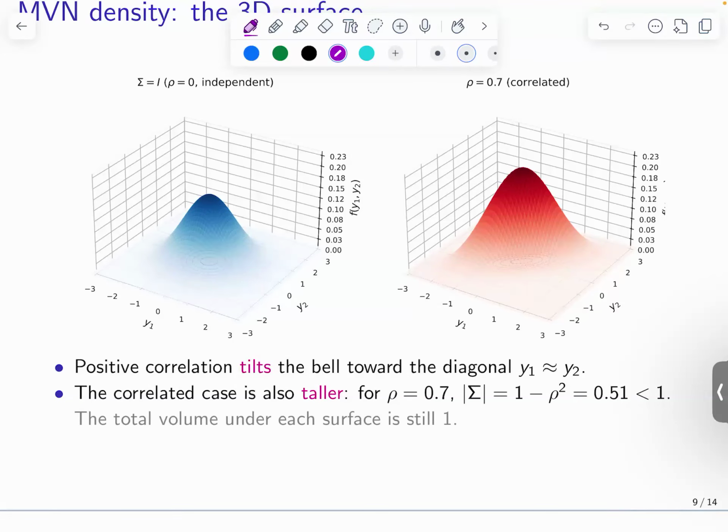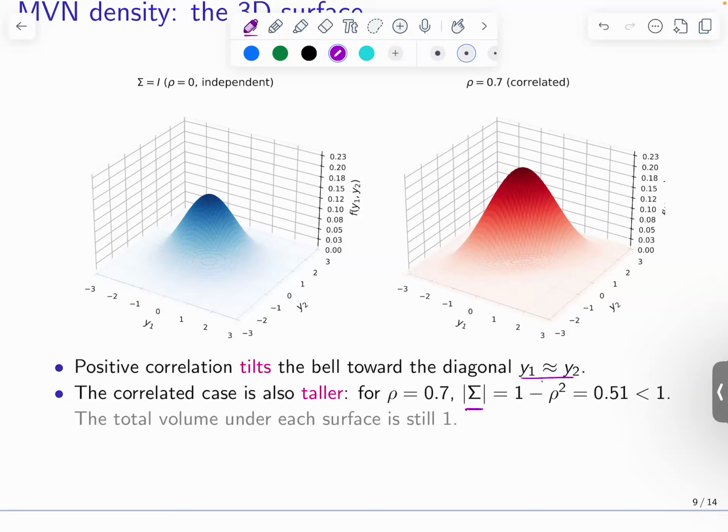But in the case where you have correlation bigger than 0, there's basically a ridge. The bell would be tilted towards the y1 equal y2 case. And it would also be sharper, because the height would be higher, since you'd have this divided by the determinant. The determinant would be less than 1, and so it blows up the density. The density would be sharper, and more mass would be near y1 equal y2.